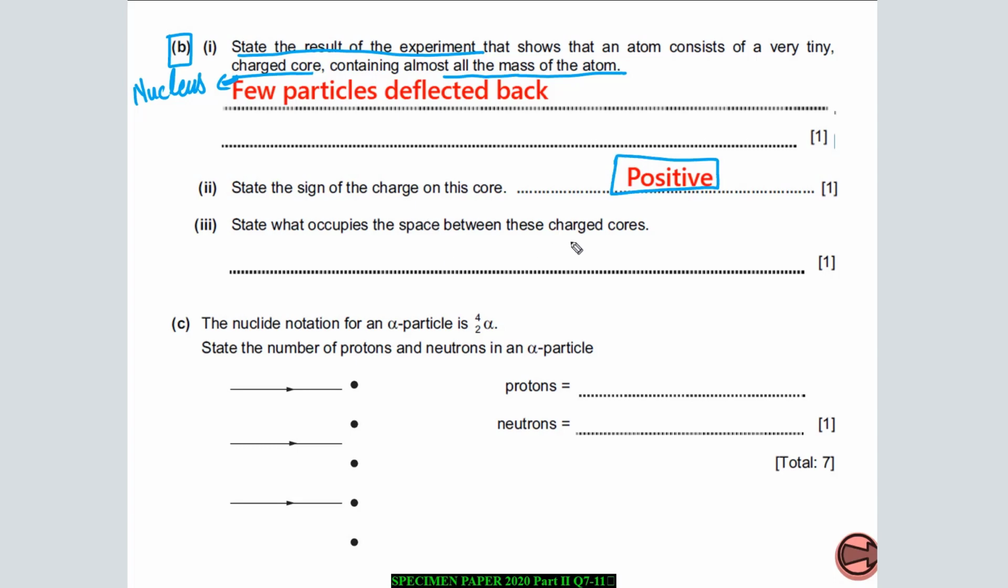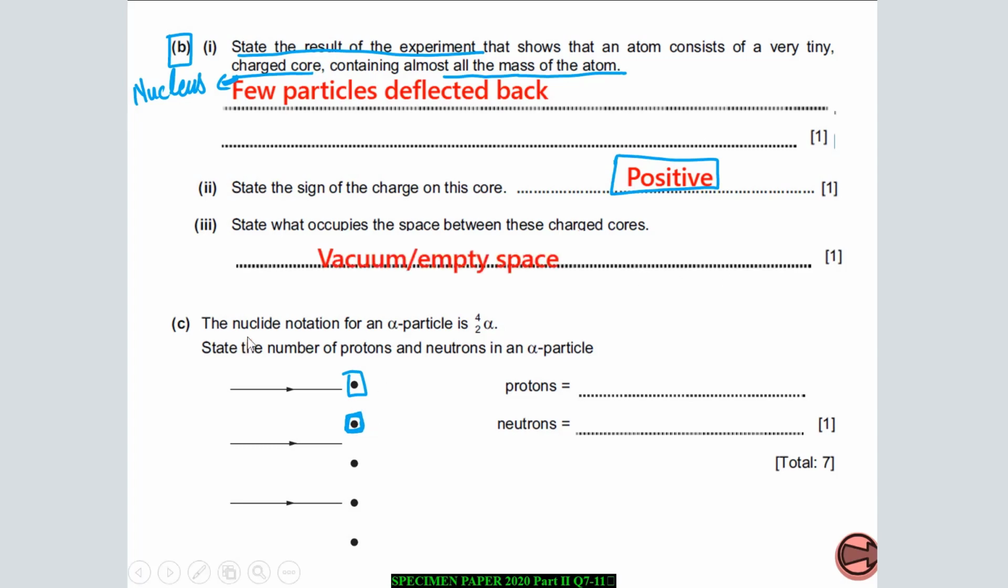State what occupies the space between these charged cores. You can see here this is a nucleus and this is also a nucleus. Simply we can say empty space. So this is how we can answer our next question. The last one is quite a basic question. It is simply asking you to find out the number of protons and neutrons in alpha particles.